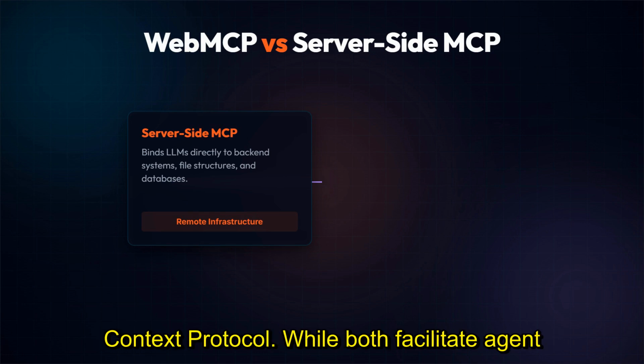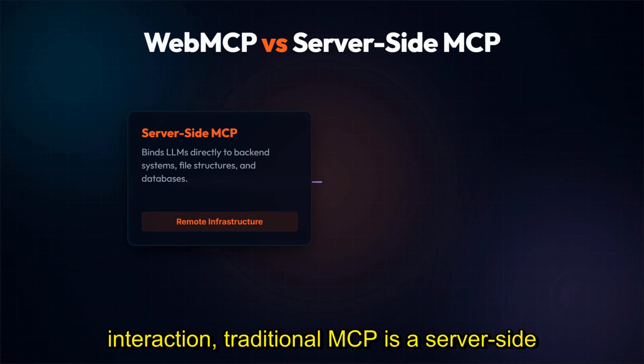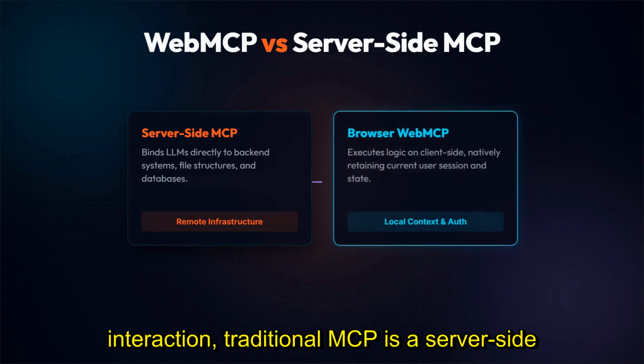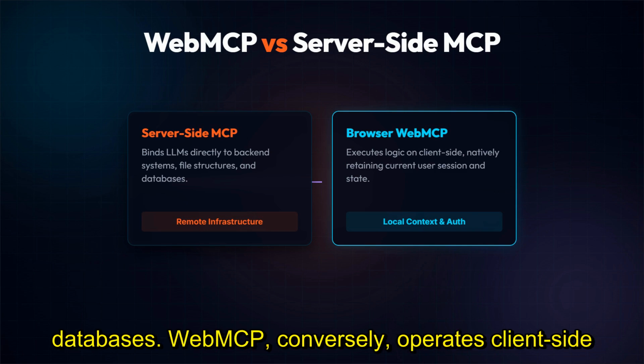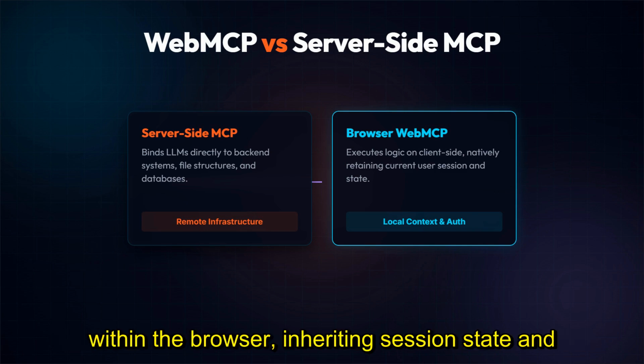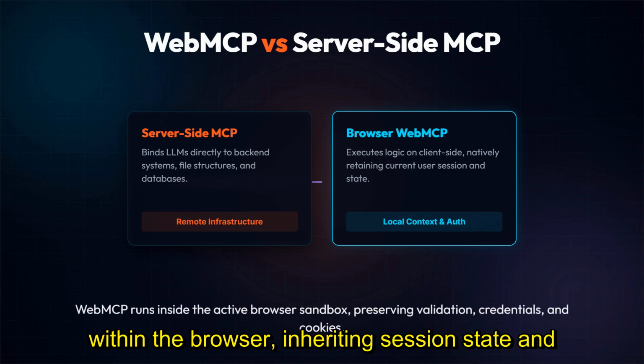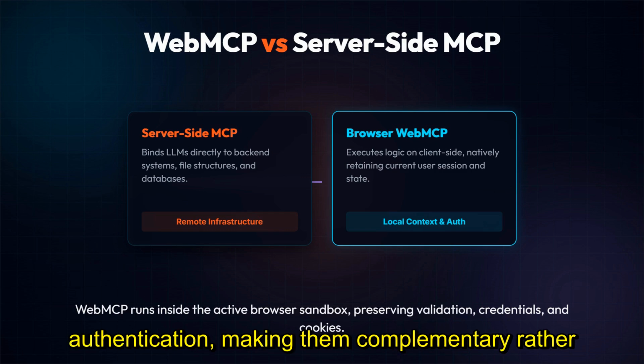It is crucial to distinguish WebMCP from the traditional Model Context Protocol. While both facilitate agent interaction, traditional MCP is a server-side protocol connecting agents to backend APIs and databases. WebMCP, conversely, operates client-side within the browser, inheriting session state and authentication, making them complementary rather than competing standards.